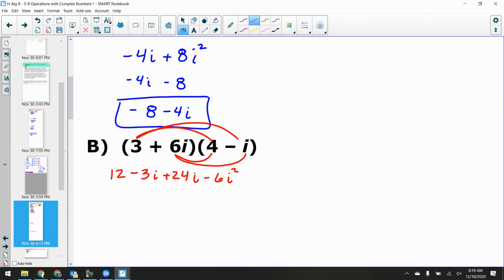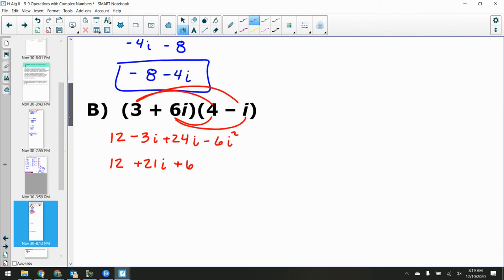Okay, so this is going to give me 12 plus 21i plus 6. The i squared is a negative 1, which turns that negative 6 to positive 6. It'd be negative 6 times negative 1, which is a positive 6. And now at this point, I say 18 plus 21i. So whenever you FOIL two complex numbers, your last should end up being real. Should. As long as they were both originally in that a plus bi form.